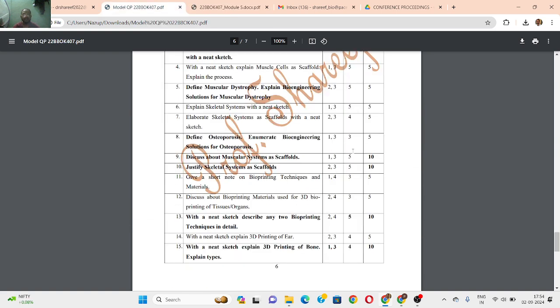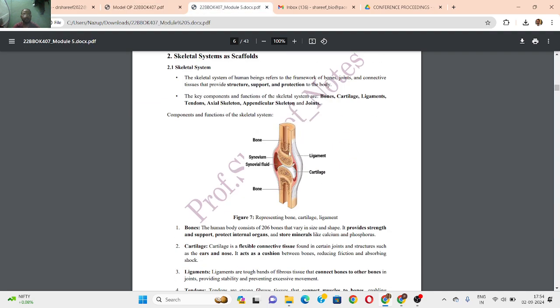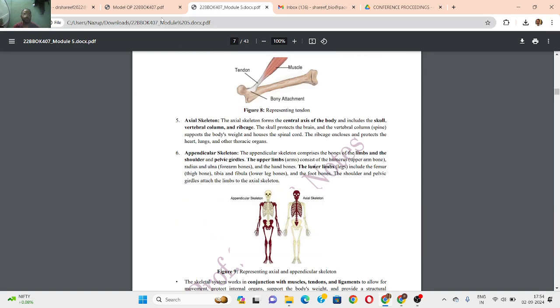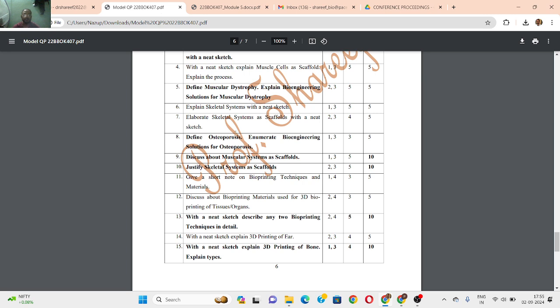Okay, easy. Next, we have: explain the skeletal system with a neat sketch. So you can directly go to the skeletal system and explain this particular thing. Around 6 points are there. Explain any 5 points, you will get the 5 marks.